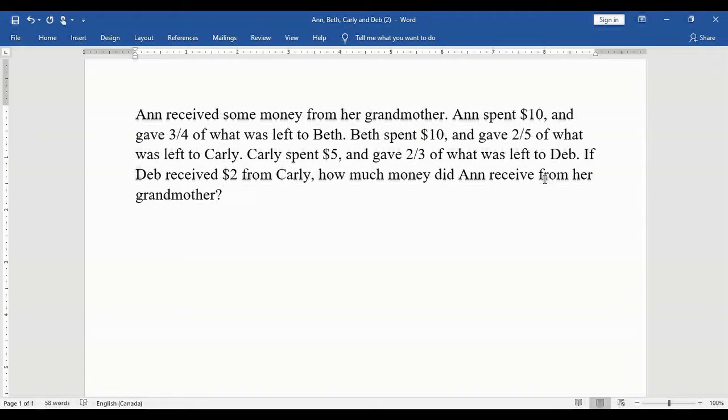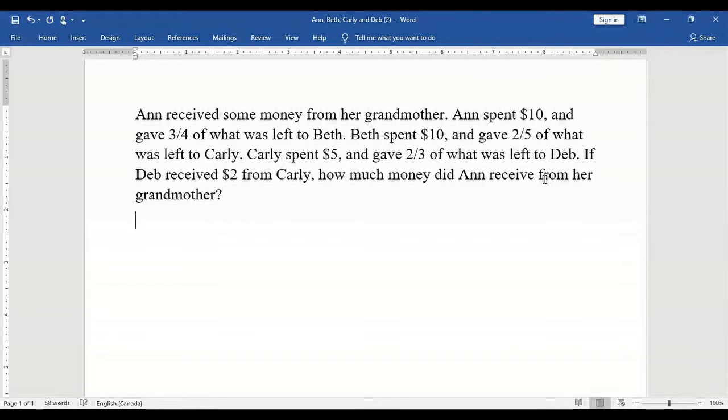All right, so this question says, Anne received some money from her grandmother. Anne spent $10 and gave 3/4 of what was left to Beth. Beth spent $10 and gave 2/5 of what was left to Carly. Carly spent $5 and gave 2/3 of what was left to Deb. If Deb received $2 from Carly, how much money did Anne receive from her grandmother?